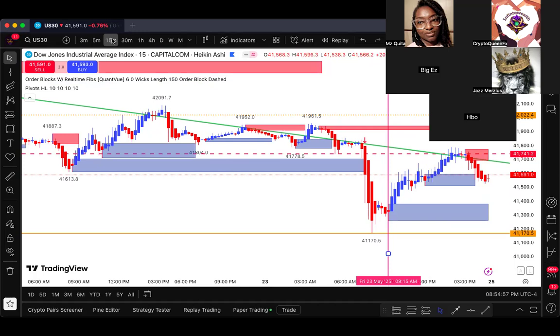Gotcha. Okay? It would be the spin top doji candle followed by the flat. Spin top followed by the flat. Right there, followed by the flat.